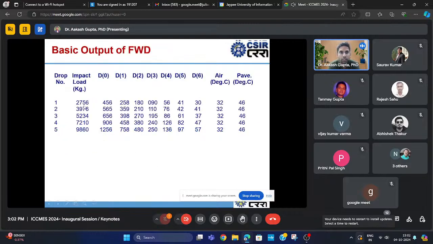So if you see here, this is the impact load, and this D naught is basically the deflection we determine at the center of the load, and these are the other geophones or deflections which we measure and which are placed away from the center of the load. So this D6 is placed at the farthest point from the center of the load. So obviously, the deflection will decrease when the sensor or geophone is placed at a far point from the center of the load.